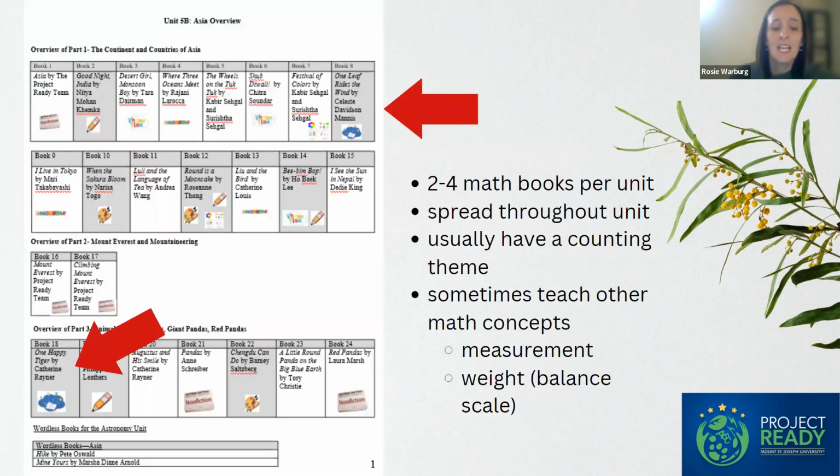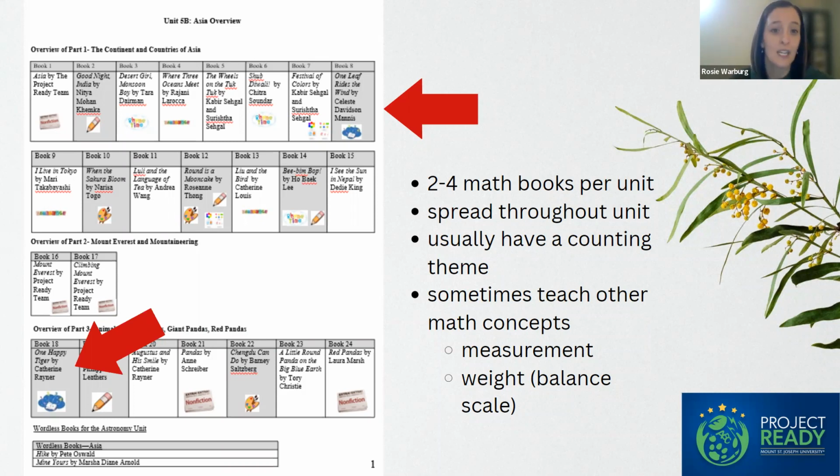So this is an overview page. You'll find these at the front of each of our unit manuals. This is the overview page for Asia, where you can see each of the books that are included in the Asia unit. And you can see this little blue cloud with numbers. It's kind of hard to see on this screen, but there's an open book with numbers coming out and a blue cloud behind it. That's the symbol that we use for our math books.